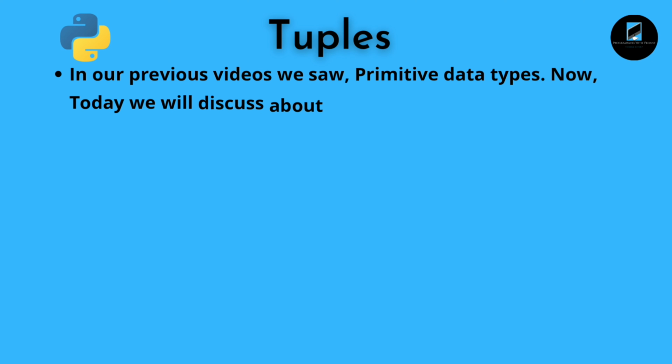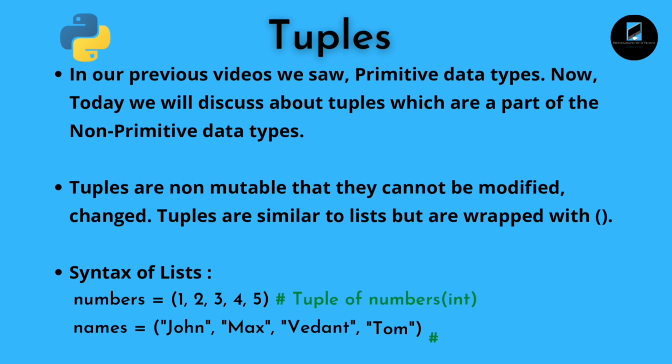tuples. Okay, so tuples. In our previous video, we saw primitive data types. Now today we will discuss tuples, which are a part of non-primitive data types. Tuples are non-mutable and they cannot be modified or changed. Tuples are similar to lists but just wrapped with these parentheses, as you can see. And tuples are one of the key concepts in Python programming.